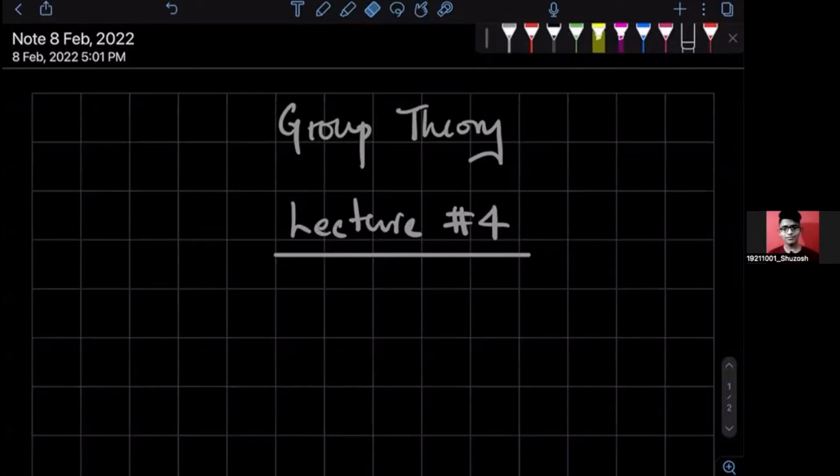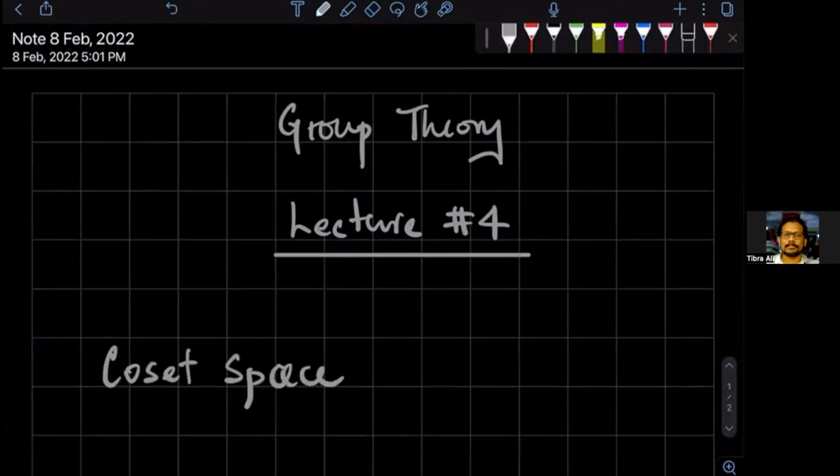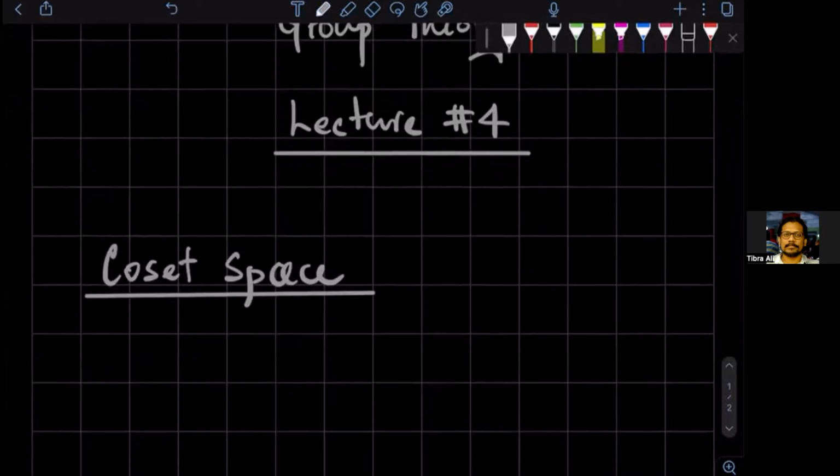Sir, can you briefly explain the coset space? Right, sure. To understand coset space, you first need to understand what a coset is, right?